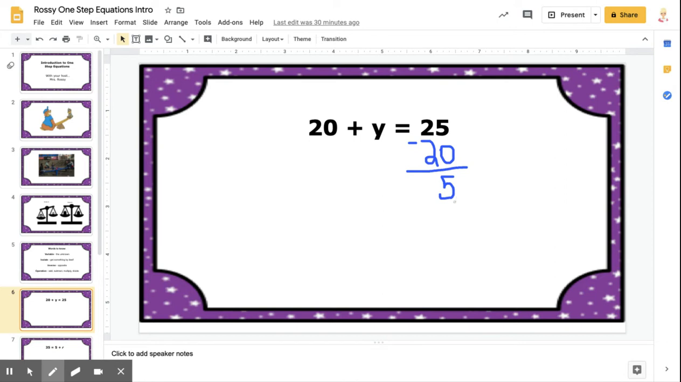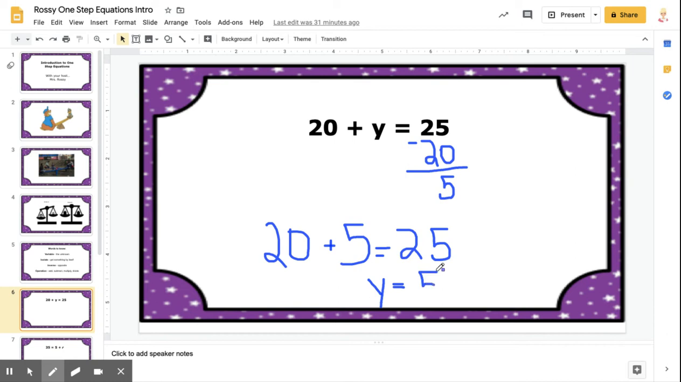Now let's plug it in and see if this makes sense. I'm going to rewrite my equation. 20 plus 5 equals, I'll get better at this, I promise. 20 plus 5 equals 25. Well, is this a true equation? Does this make sense? Yeah, 20 plus 5 is 25. So y, remember this one? y equals 5. And there you go. That's your first one-step equation.